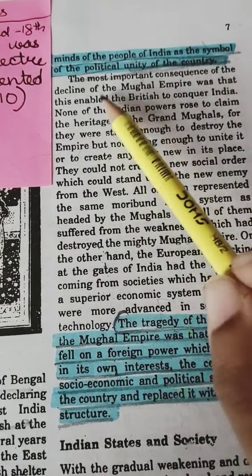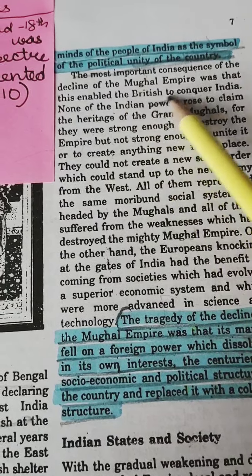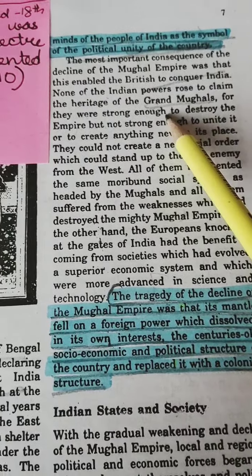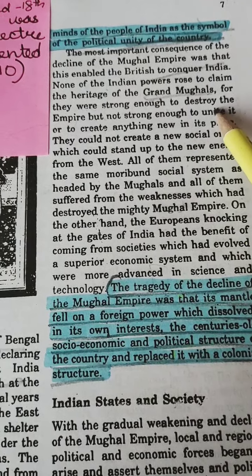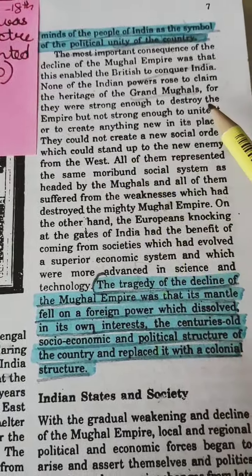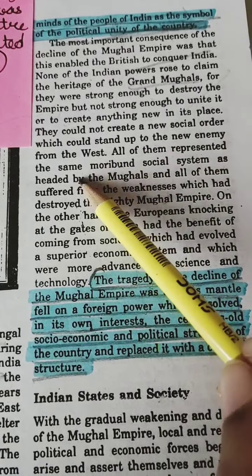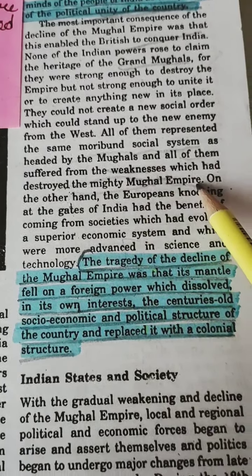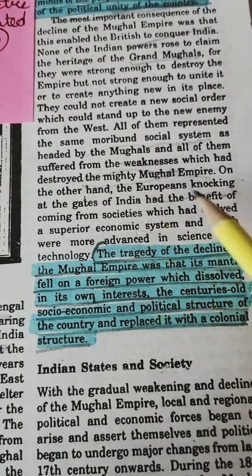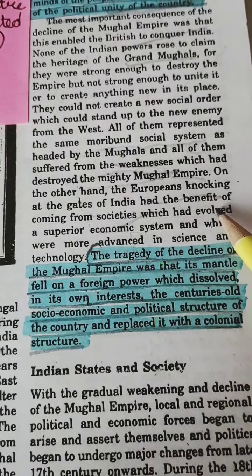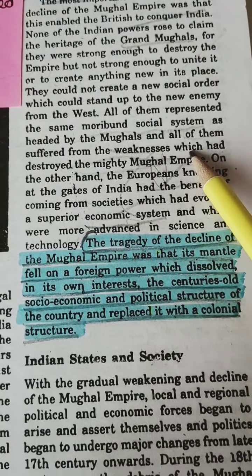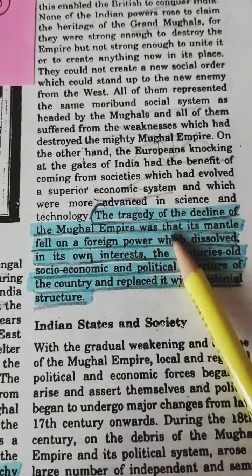Then, the most important consequence of the decline of the Mughal Empire was that it enabled the British to conquer India. None of the Indian powers rose to claim the heritage of the Grand Mughals because no one was strong enough to destroy British power. All of them represented the same moribund social system headed by the Mughals, and all of them suffered from the weakness which had destroyed the mighty Mughal Empire. On the other hand, Europeans knocking at the gates of India had the benefit of coming from a society which had evolved a superior economic system. So at that time, they were doing economically very well, and we were declining. Thus, we see what was the tragedy of the Mughal Empire.